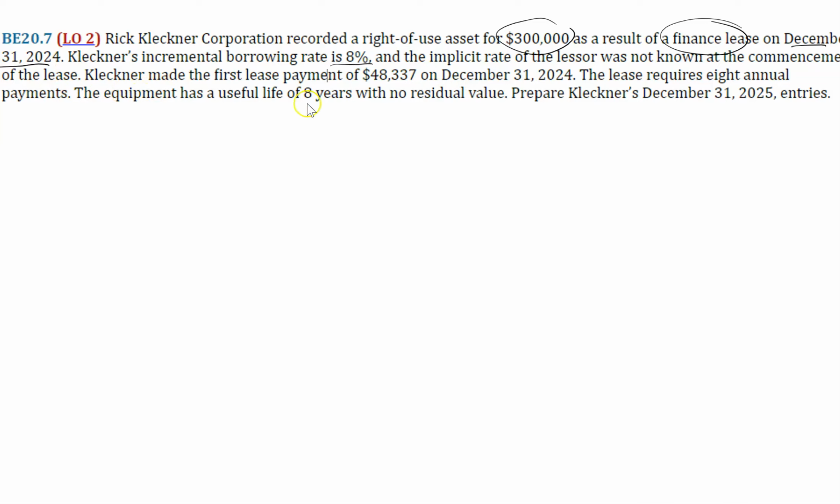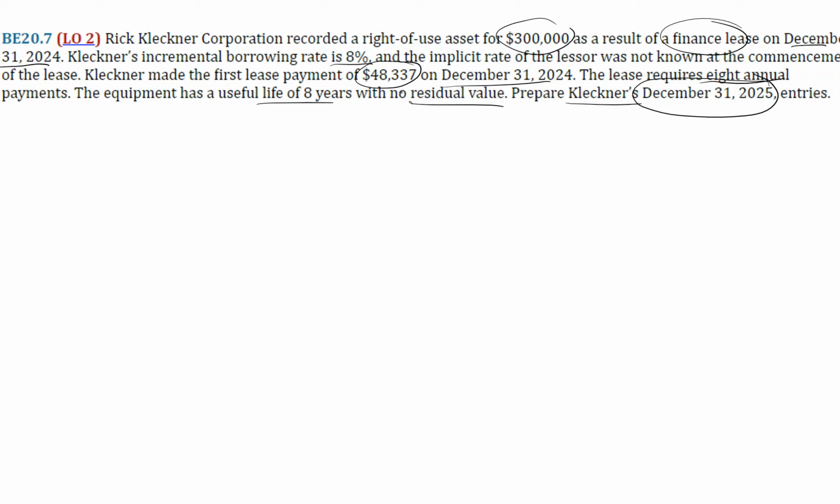The payment is made every period, which is $48,337. The first payment is made on December 31st, 2024. The lease requires 8 annual payments, and the equipment also has a life of 8 years, no residual value. We have to prepare the lessee's, Kleckner's, journal entries, not on the first payment date, but on December 31st, 2025, which is the second payment date.